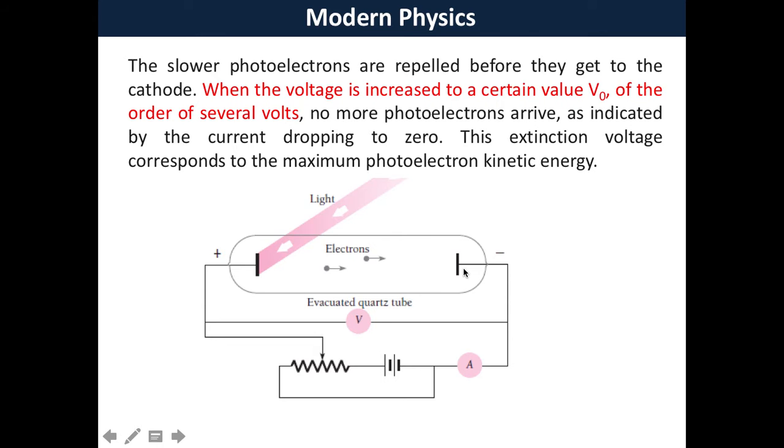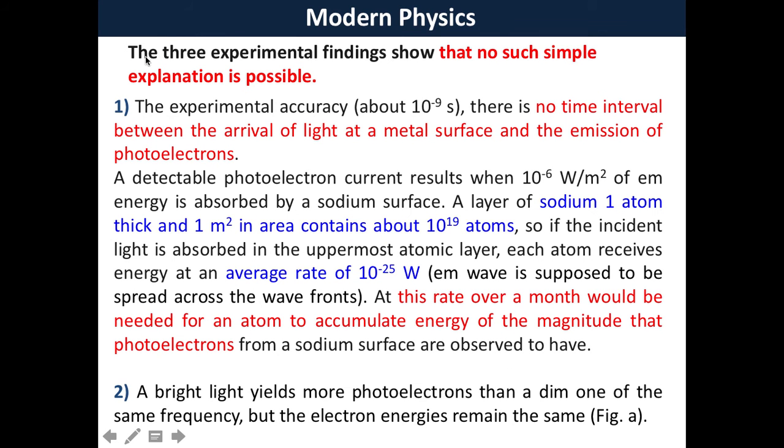Okay, the three experimental findings show that no such simple explanation is possible. It cannot be explained in a simple way. Why? Because of these three experimental findings. The first one: the experimental accuracy is 10 raised to minus 9 second.